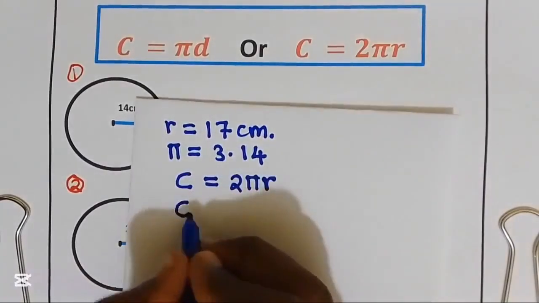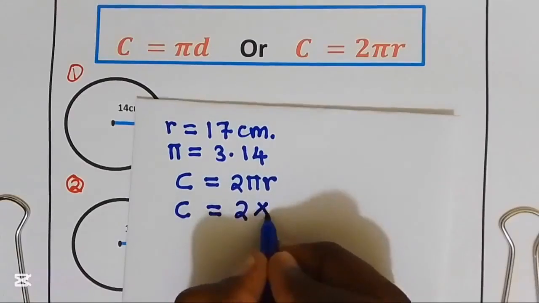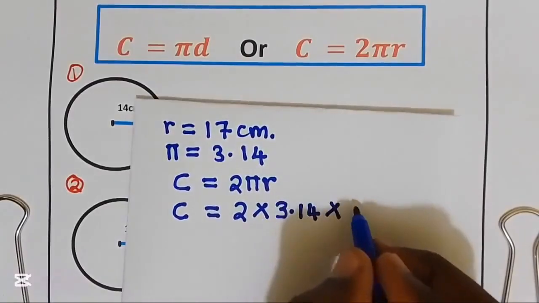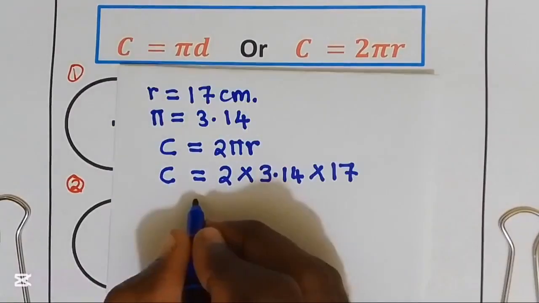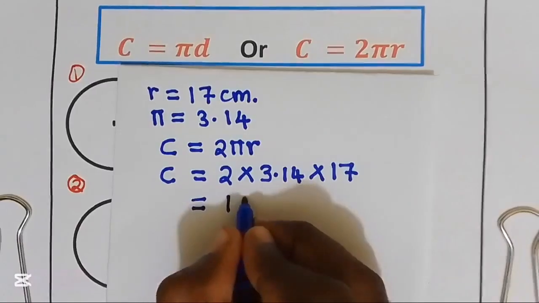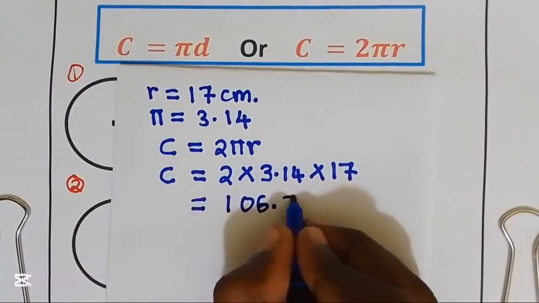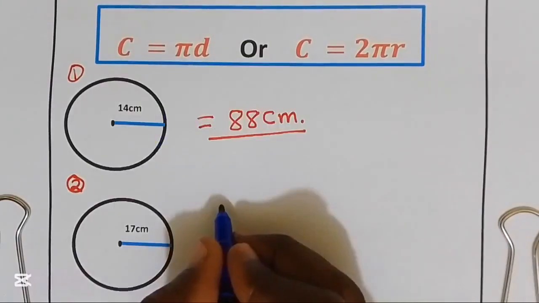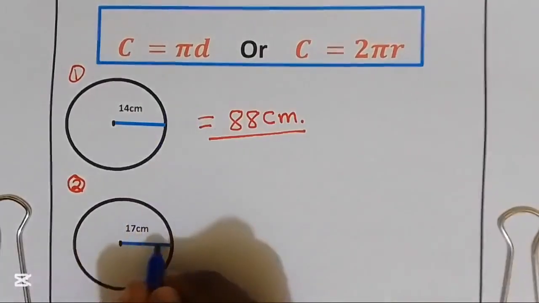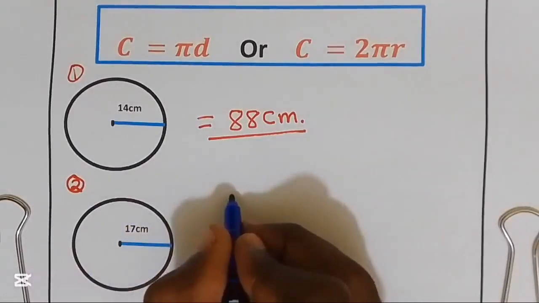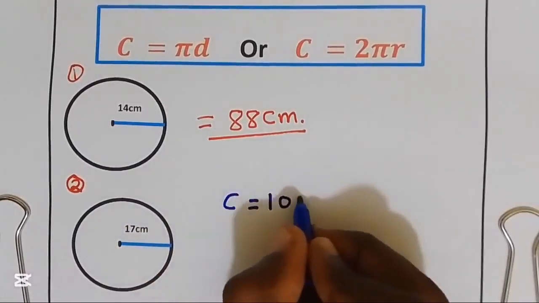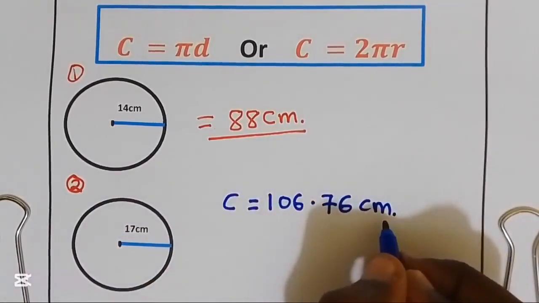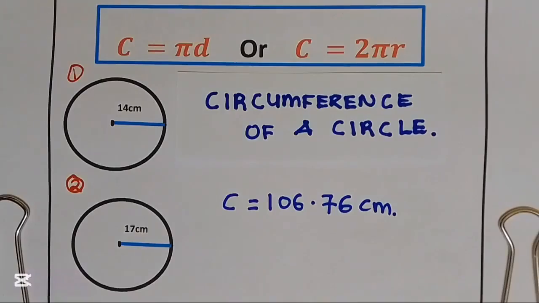So circumference is equal to 2 multiplied by pi, 3.14, multiplied by 17. This is equal to 106.76 centimeter. The circumference of a circle having radius 17 is equal to 106.76 centimeter. Hope you understand how to find the circumference of a circle.